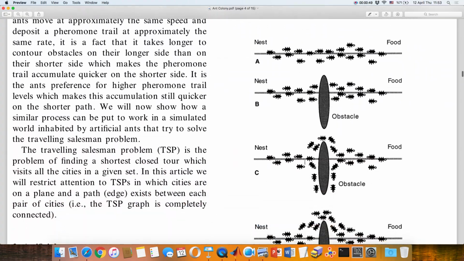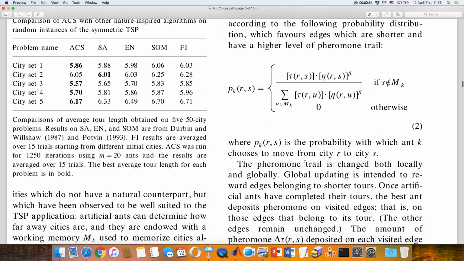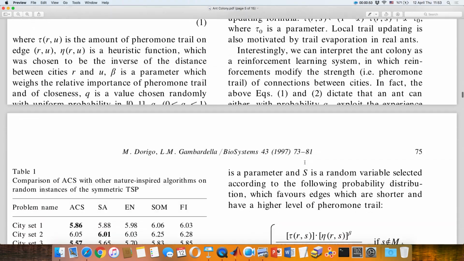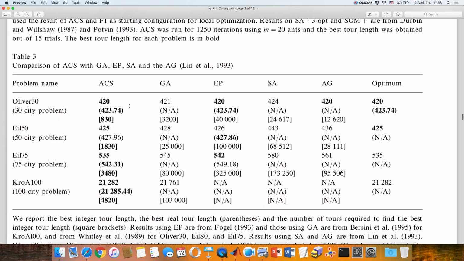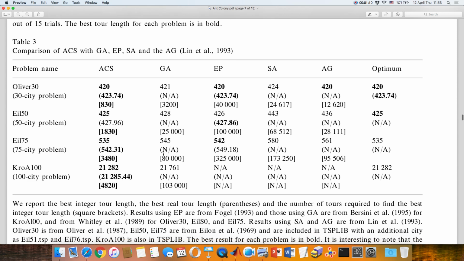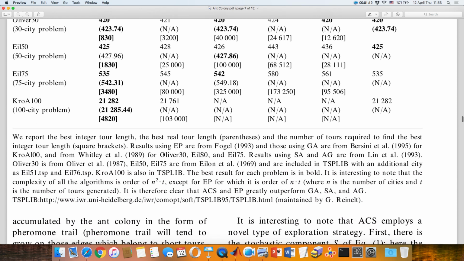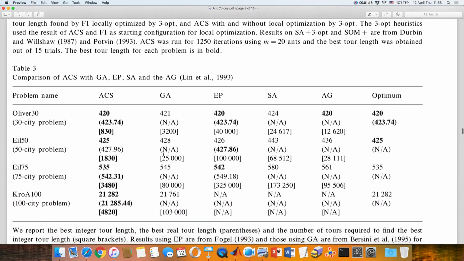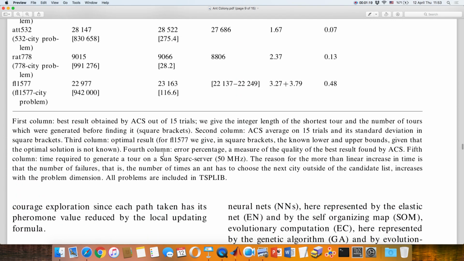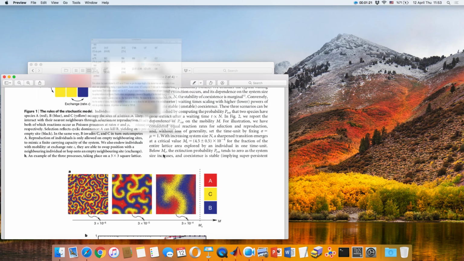In this paper, they apply this algorithm to solve the traveling salesman problem, and you have these comparisons with genetic algorithm. Do you see? They are comparable. I don't know if it's faster or slower or whatever, but this is one kind of multi-agent model.